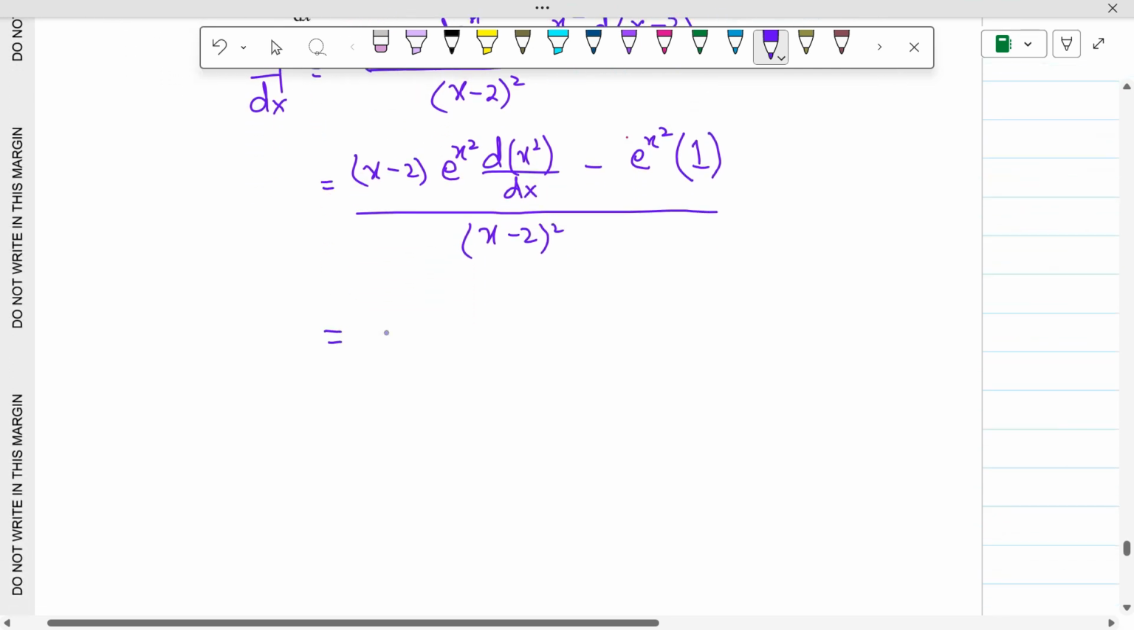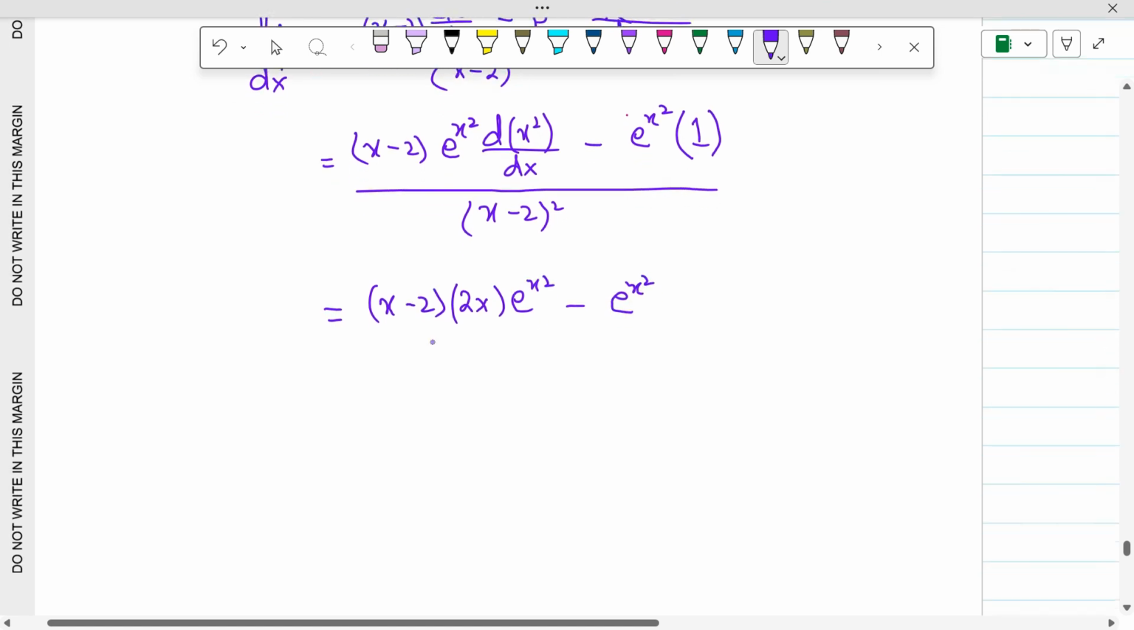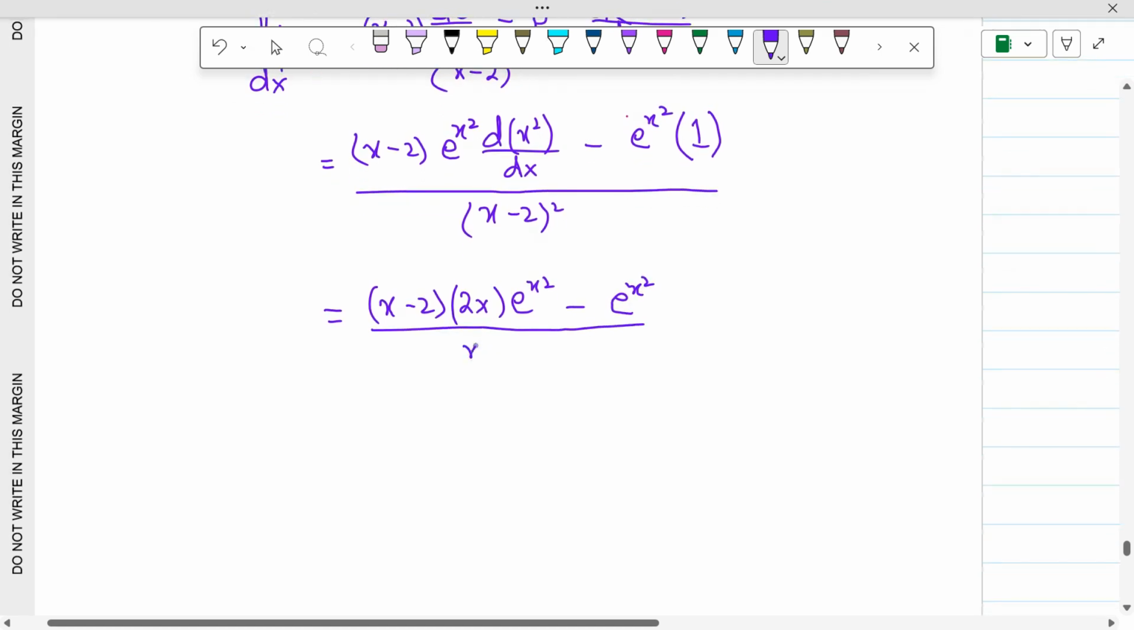Further simplifying, we will have x minus 2 times the derivative of x square, which is 2x, so this one is 2x, then exponential of x square, minus exponential of x square, over x minus 2 whole square. So this is the required derivative of the given equation.